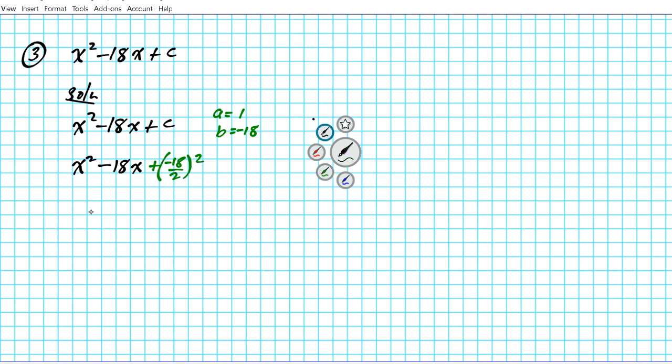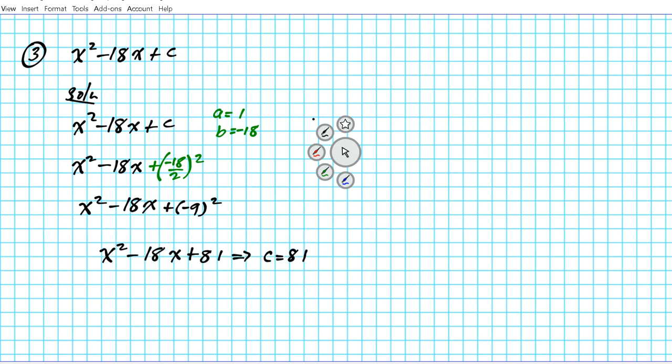Alrighty. Okay, let's simplify that. We have x squared minus 18x. Negative 18 over 2 is negative 9. And then when we simplify, we have x squared minus 18x plus negative 9 squared, which is 81. So the c value that completes the square is 81.